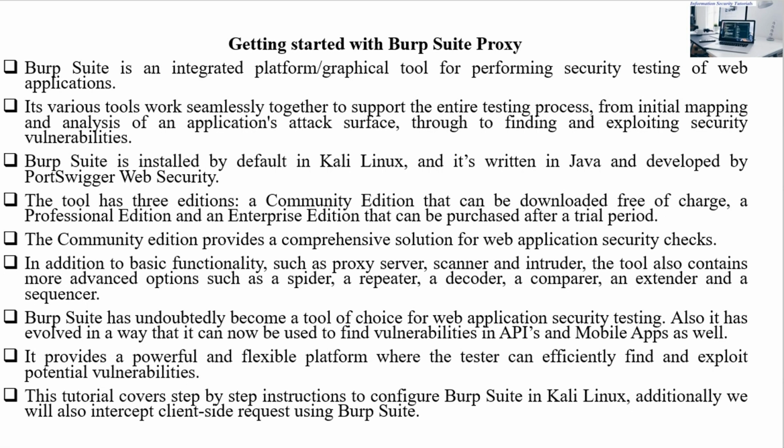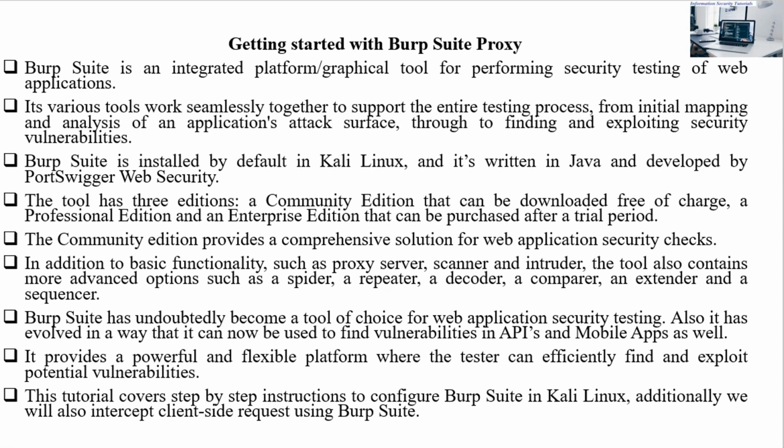The Community Edition provides a comprehensive solution for web application security checks which all penetration testers use to analyze web applications. In addition to basic functionality, such as a proxy server, scanner, and intruder, the tool also contains more advanced options such as a spider, a repeater, a decoder, a comparer, an extender, and a sequencer. All these advanced options increase the efficiency of penetration testing.